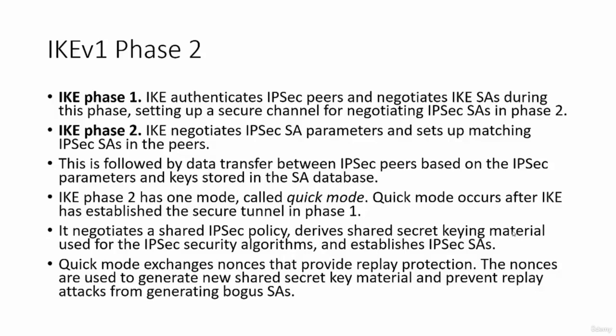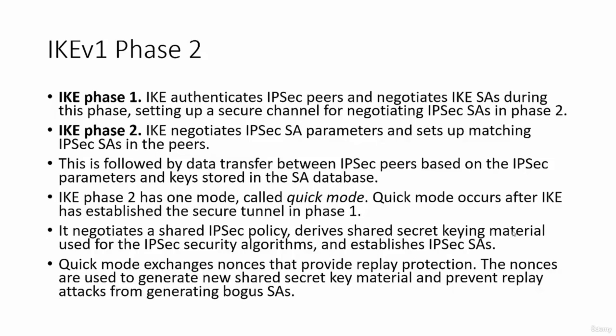In this lecture, we will talk about phase 2. In phase 1, the two IKE gateways authenticated each other and established a secure channel of communication. And then they're going to move on to the next phase. The next phase is agreeing on what type of encryption is going to be used to encrypt the traffic. This phase is called quick mode, and quick mode occurs after phase 1 is completed.